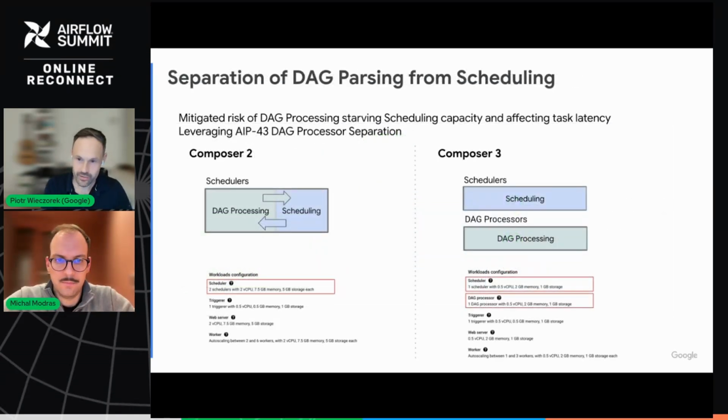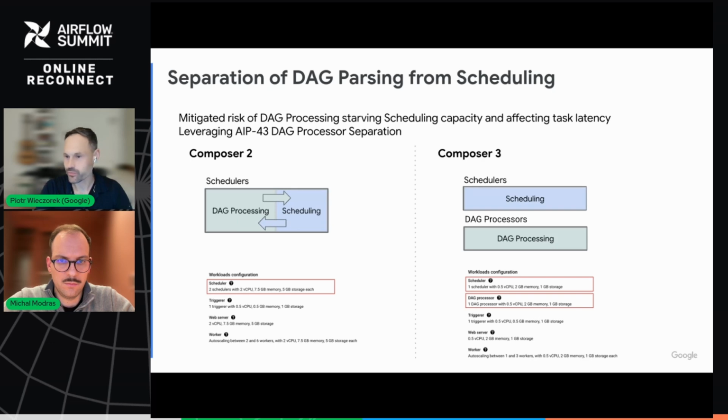Now, I've mentioned earlier that the DAG parser and scheduler were separated, and that actually is super helpful in making sure that one doesn't overtake the resources of the other. And what sometimes used to happen, especially for huge environments with thousands of DAGs, there were occasions where the DAG processor was so busy parsing DAGs that it was overtaking all of the resources, and as a result, the scheduler didn't work properly, or sometimes occasionally it failed.